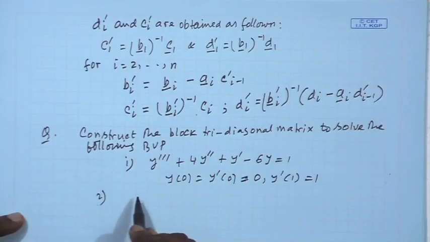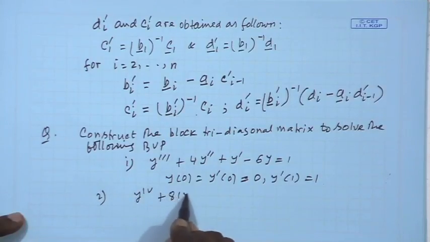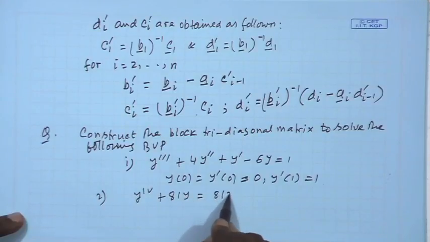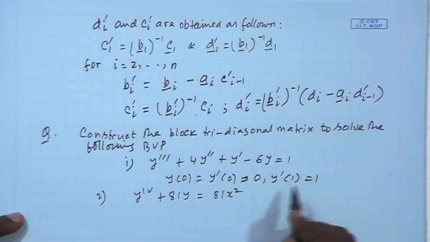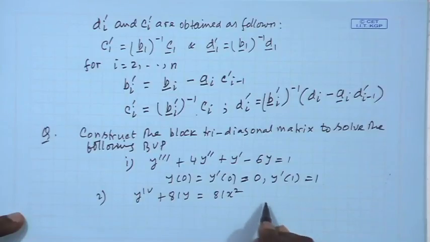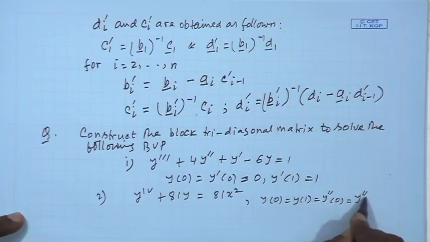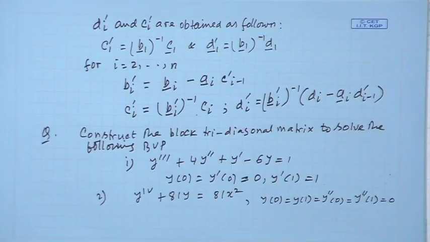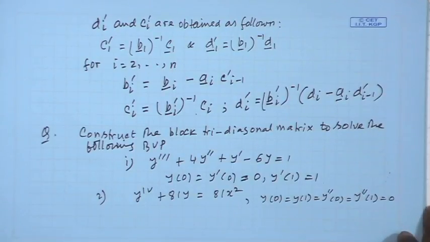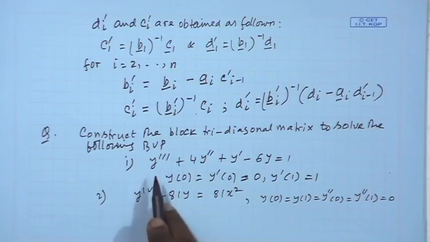Say, the question 2, we can have a fourth order equation with 81y equal to 81x square, and the conditions given are y 0 equal to y 1 equal to y double dash 0 equal to y double dash 1 equal to 0. Now, in many cases, as we started with, we can directly solve by this fourth order or third order.